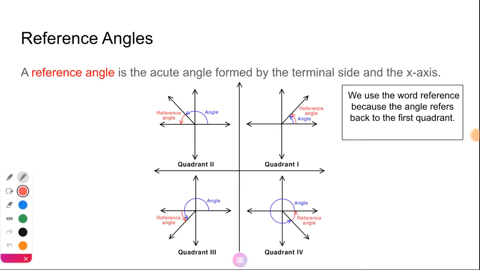Today we're going to be looking at reference angles. A reference angle is an acute angle formed by the terminal side and the x-axis. It basically refers back to that first quadrant, what triangles are being made from that first quadrant. So here's an image of what it looks like in each quadrant.